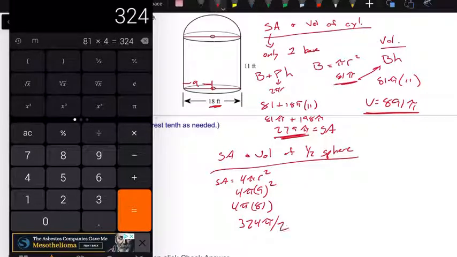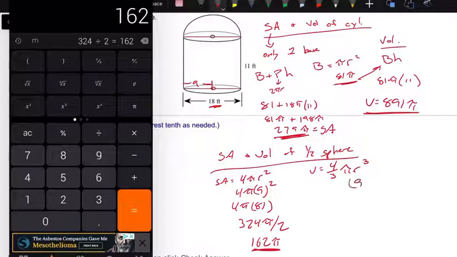But again, we only have half of it. So divide it by 2. So we get 162 pi for the surface area of the cylinder. Or I'm sorry, surface area of the sphere. The volume of the sphere is 4/3 pi r cubed. Right, r is still 9. So 4/3 pi 9 cubed.